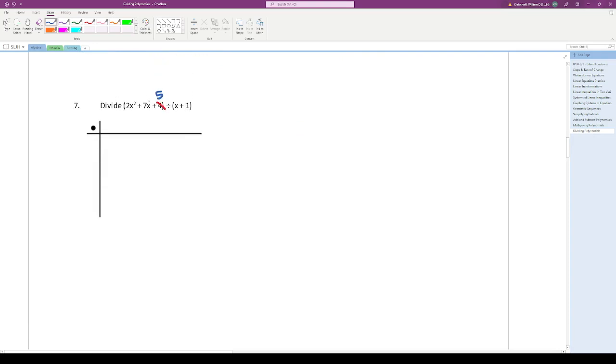Number 7, you should have done this one as well, or at least given it a shot. On the left, we're going to have x plus 1. Then we have 2x squared. Well, there's only one x row, so both of those x squareds must live in this row right here. Meaning our answer is going to have an x here and an x here to create those x squareds.